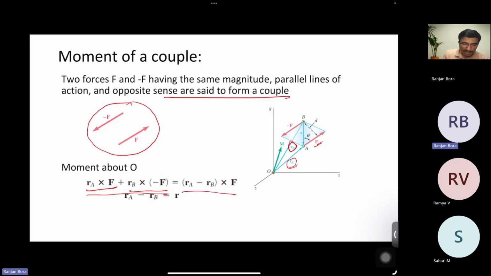And again, what is Ra minus Rb? Ra minus Rb is equal to R. Again, this is coming from the vector algebra. This is Ra, and R is acting in this direction, and this is Rb. So using the vector algebra, we can write R equal to Ra minus Rb. This law is simply the addition of two vectors.